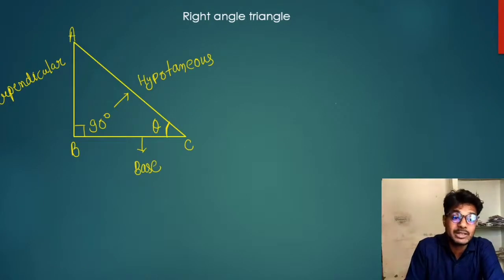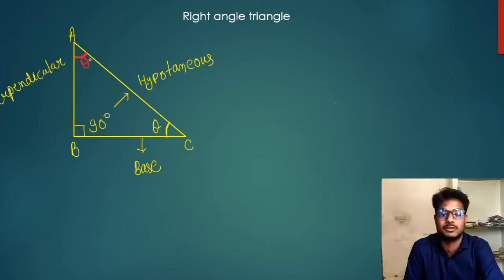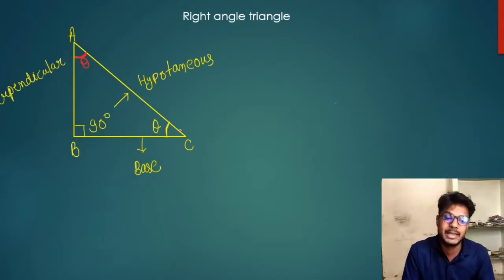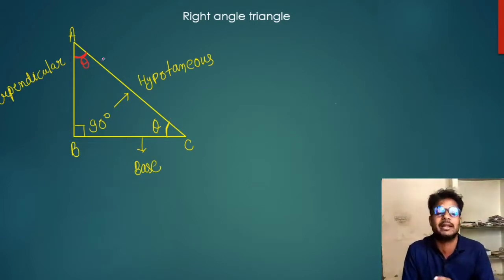Now if you consider a different angle as theta, if you consider this angle as theta, then the adjacent side AB will be the base for this theta and BC will be the perpendicular for theta. So the perpendicular and base depend upon the angle for which we are considering. If we consider this angle, then the base and perpendicular will be different, and for this angle they will be different.